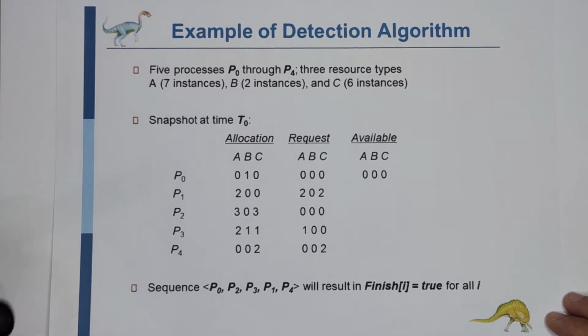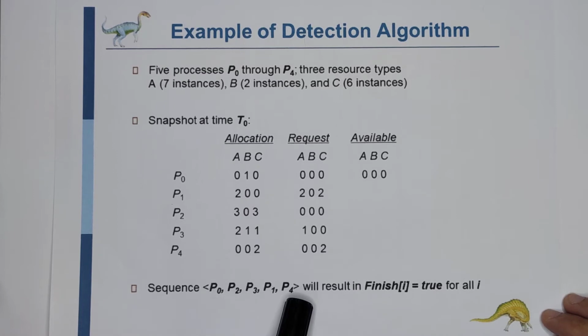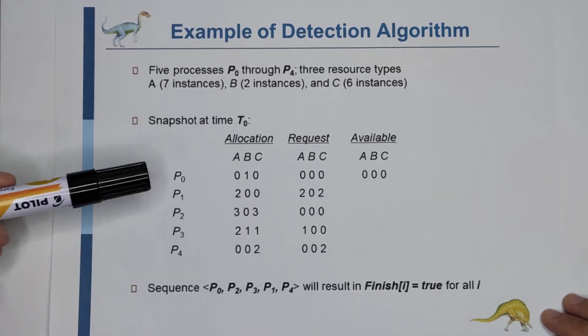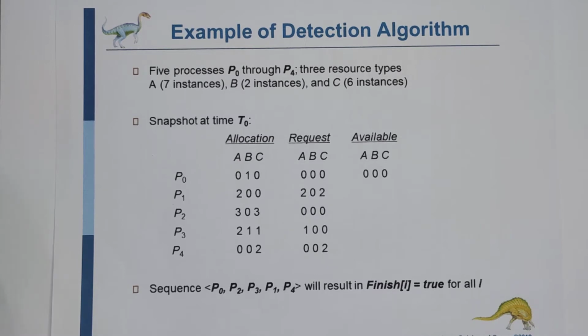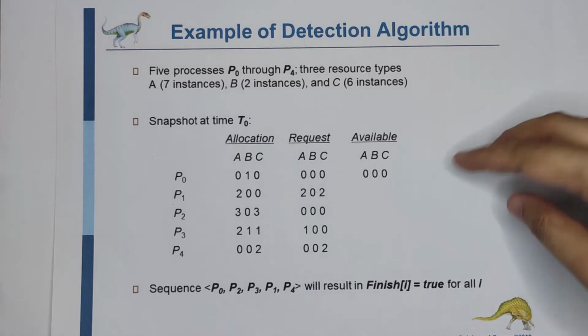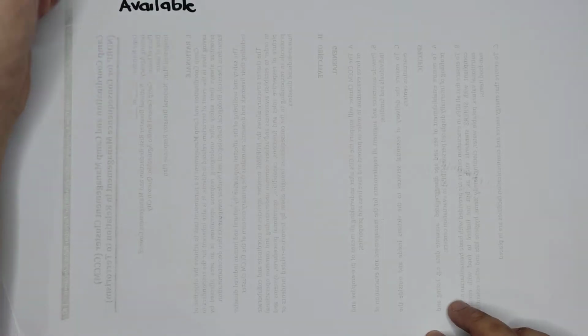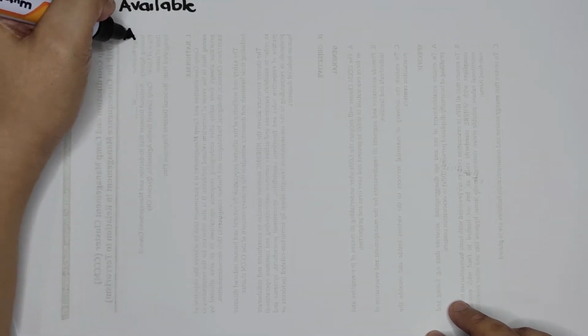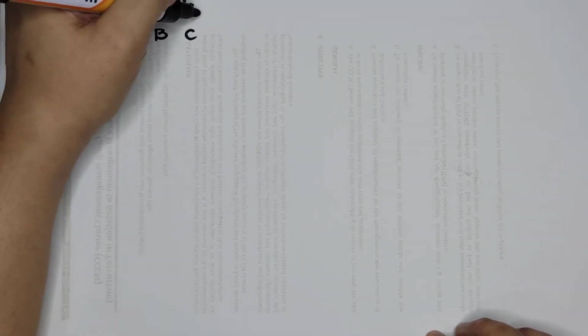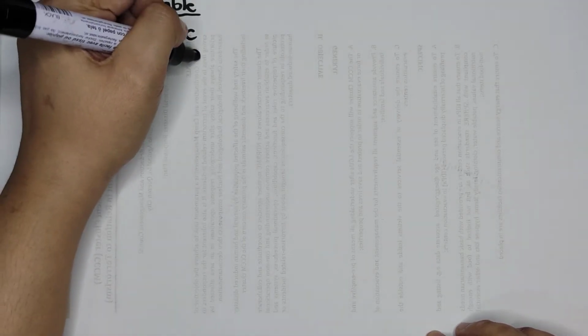So let's show you that this sequence will finish the execution of all the processes. Okay, let's start. We will be indicating the available again. So, let me write. For our available, we have resource A, resource B, and resource C. Our available is 0, 0, 0.